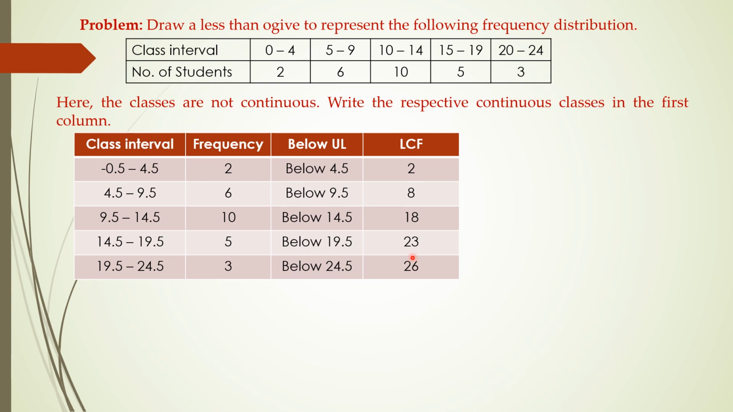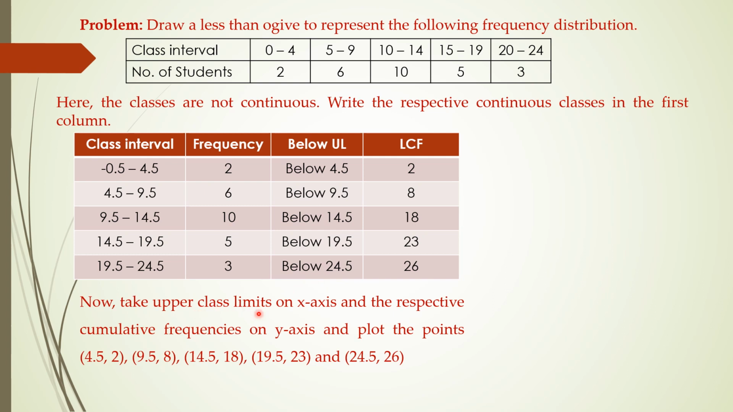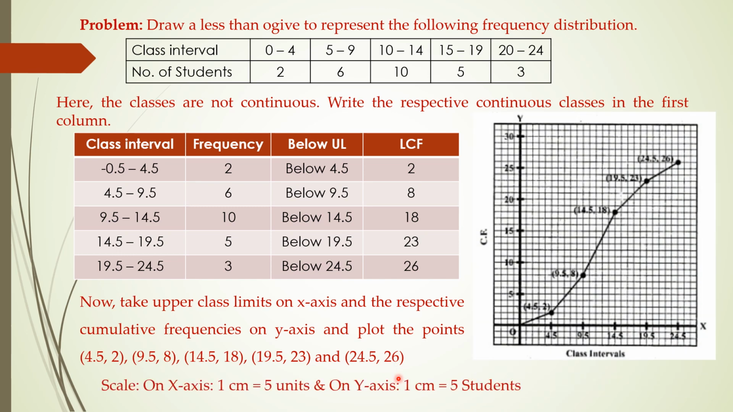Now we will represent this data on a graph. Take the upper class limits on the x-axis and the respective cumulative frequencies on the y-axis, and plot the points (4.5, 2), (9.5, 8), (14.5, 18), (19.5, 23), (24.5, 26). And this is the graph.